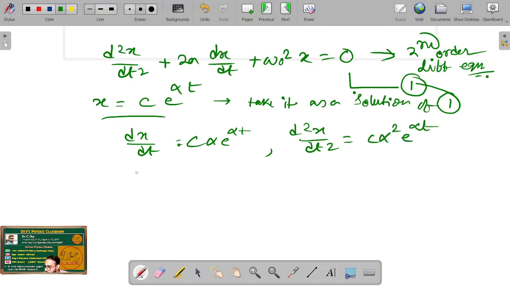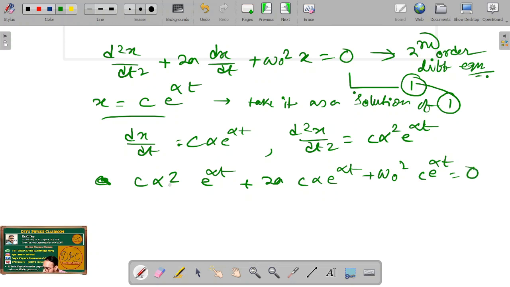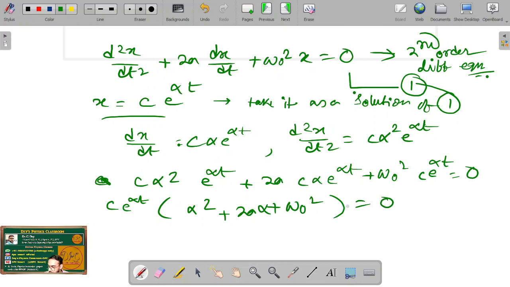So if we put these values in equation 1, we get c alpha square e to the power alpha t plus 2a into c alpha e to the power alpha t plus omega 0 square into c e to the power alpha t equals 0. Taking c e to the power alpha t common, it will be c e to the power alpha t into (alpha square plus 2a alpha plus omega 0 square) equals 0.